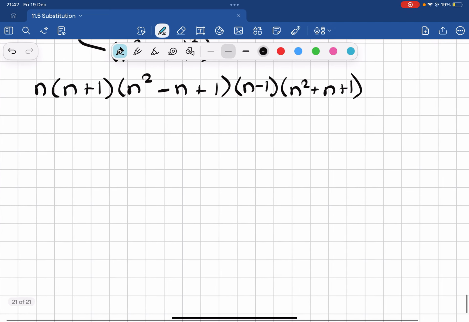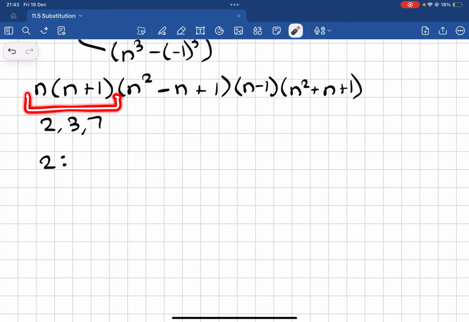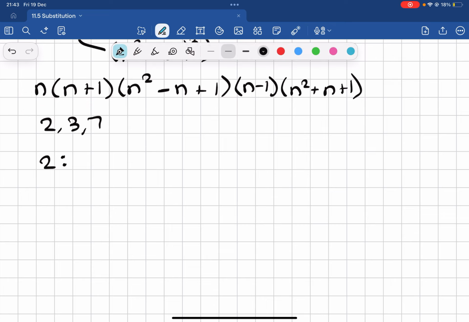So now we have to show that this expression is divisible by 2, 3, and 7. For 2, well, we can just say that we've got the product of 2 consecutive integers, n and n plus 1. And we know that in this product we must have one even and one odd, and anything times an even will just spit out an even, and all evens are a multiple of 2. So for 2 we have n times n plus 1, which is even, therefore it's divisible by 2.